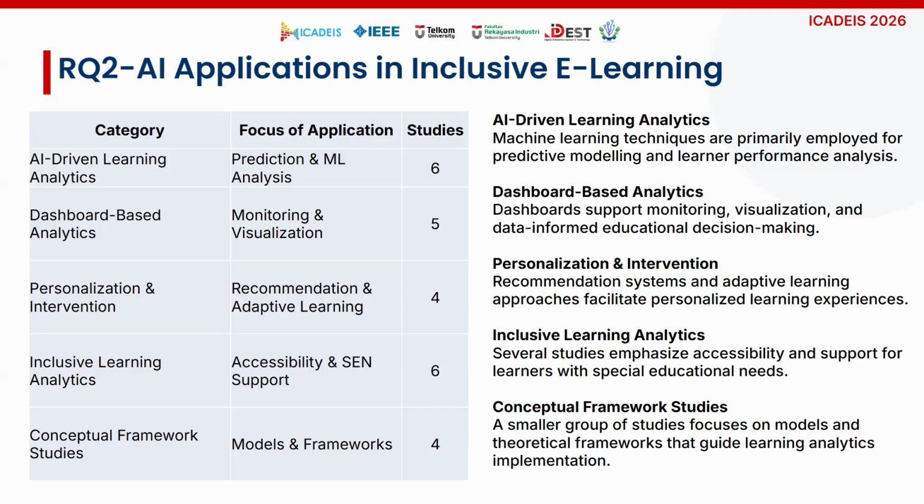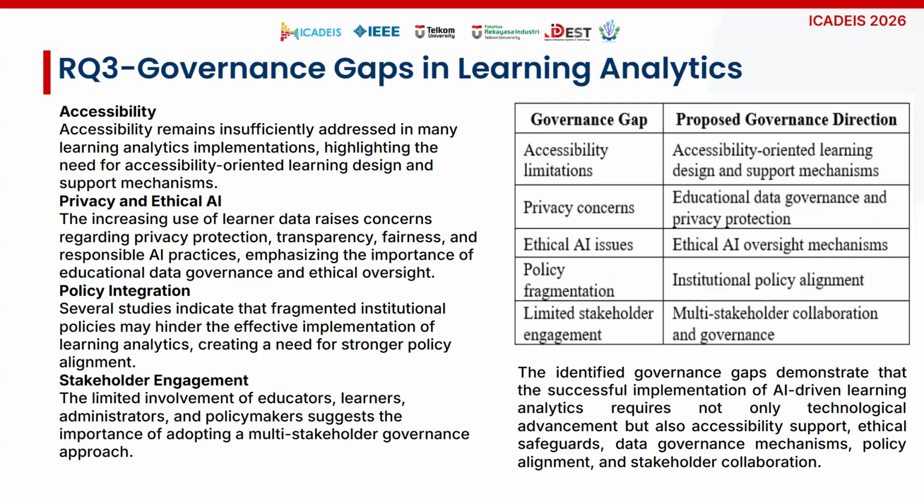A few theoretical frameworks and models were also mentioned in the 22 synthesized studies, as conceptual framework studies, but still preliminary. Next, for the third question, governance gaps in analytics, we found five governance gaps: accessibility, information privacy, ethical, policy regulation, and stakeholder. These identified governance gaps demonstrate that successful implementation of AI-driven analytics requires not only technological excellence but also accessibility support, ethical safeguards, data governance mechanisms, policy alignment, and stakeholder collaboration. Next.